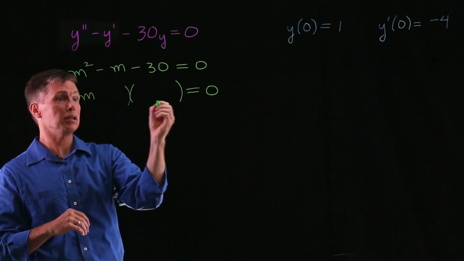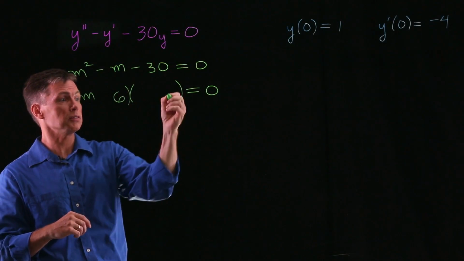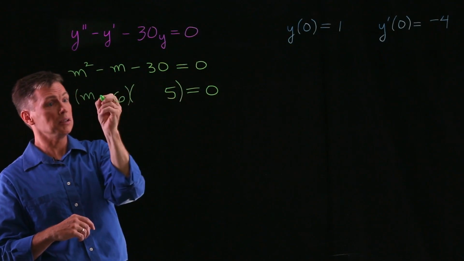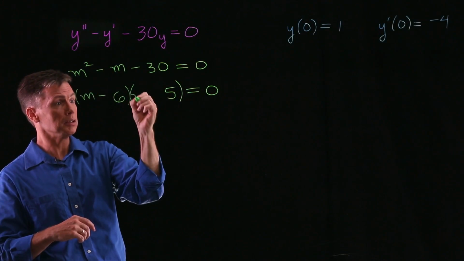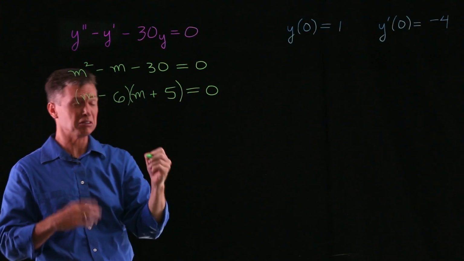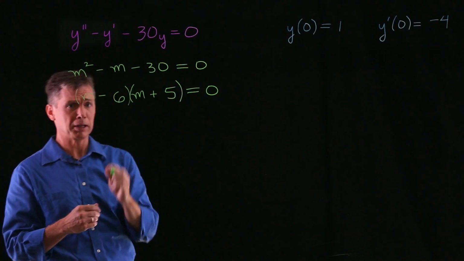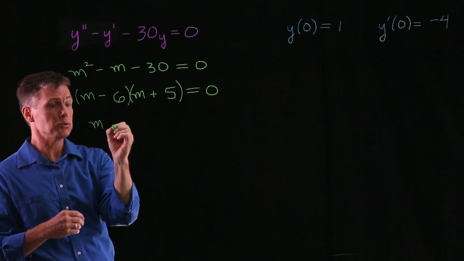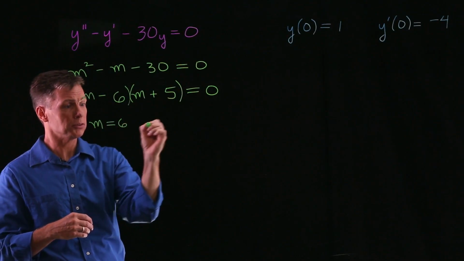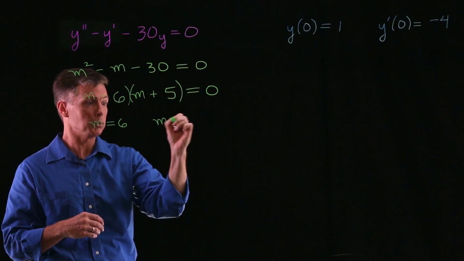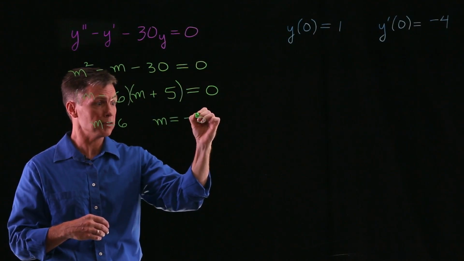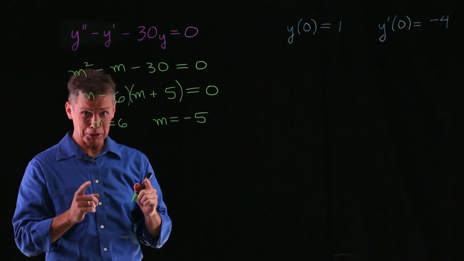And I think mine's going to have a 6 and a 5, and I need that to be negative and this positive. All right, FOIL to check, but I think that looks good. So we get down to m equals 6, or m equals negative 5. That's great for algebra class.